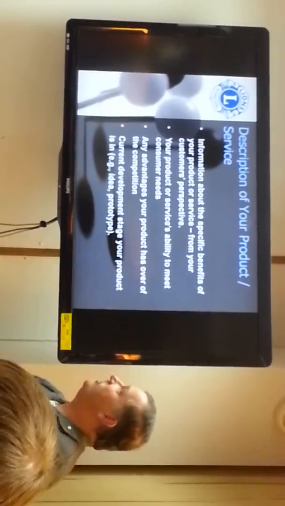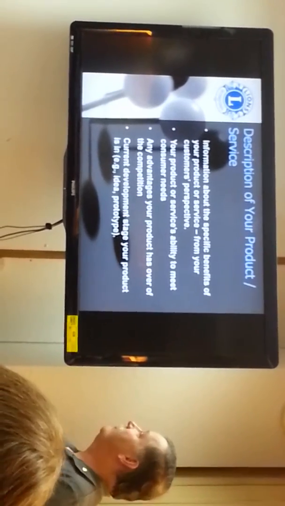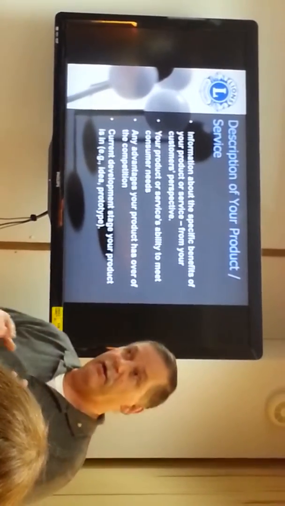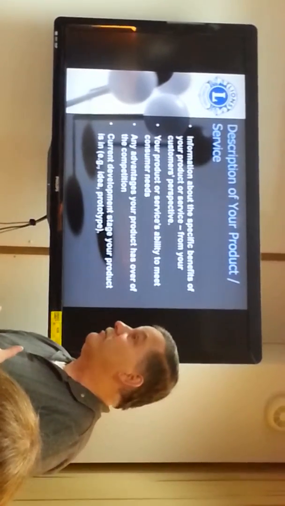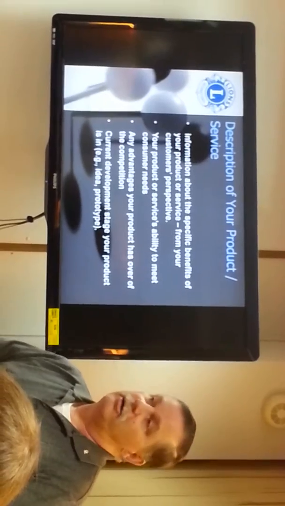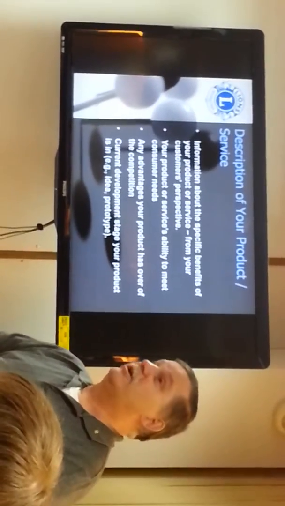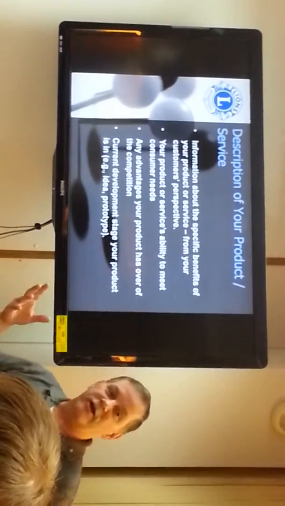How does your product actually meet the consumer's needs? If it doesn't meet a need, then why have it in the first place? Also, in that description, you need to somehow compare or contrast your particular product or service to whoever your competitor is. If you don't know how to do that, then you're behind the power curve. Because if you don't know what your competitors are doing or what edge you have, you're setting yourself up for failure. It's kind of a roll of the dice.